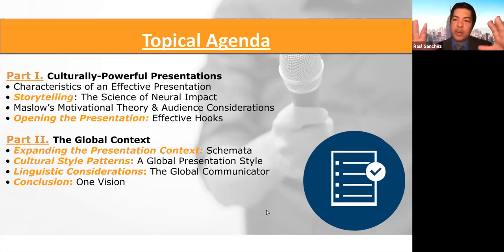Then we're going to touch on the larger cultural style patterns. So as Professor Bullock mentioned, how do we navigate these as a global communicator and develop what is called an international presentation style or a global presentation style? We're going to touch on some linguistic considerations of the global communicator, because our background is in linguistics, psycholinguistics, so the areas where language intersects with thought and perception. And then we're going to end with one vision and a very special treat on the last slide there.